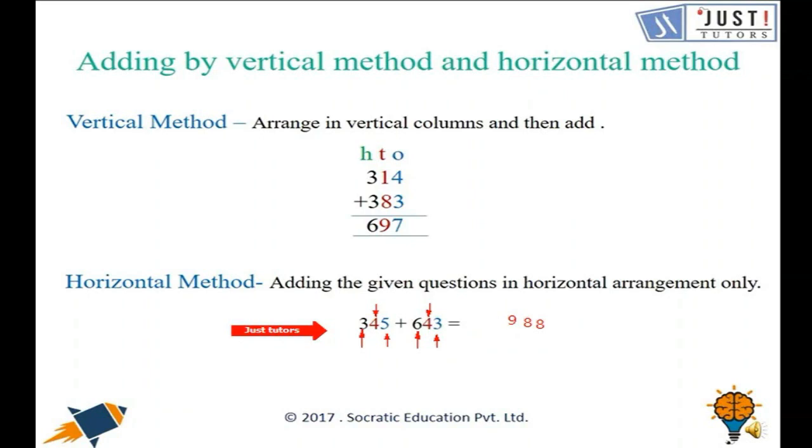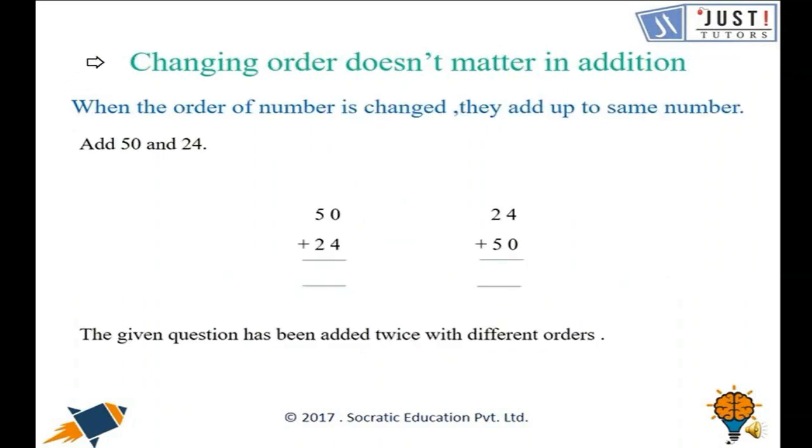Now let's move forward towards the other topic, which is changing order doesn't matter in addition. So when the order of numbers is changed, they add up to the same number. That means the result will always be the same. We will take an example to prove it. So we have to add 50 and 24 together. So in the first arrangement, we have written 50 in the first place and then add 24. In the second arrangement, we have written 24 first and then 50. Now let's do the additions and check our answers.